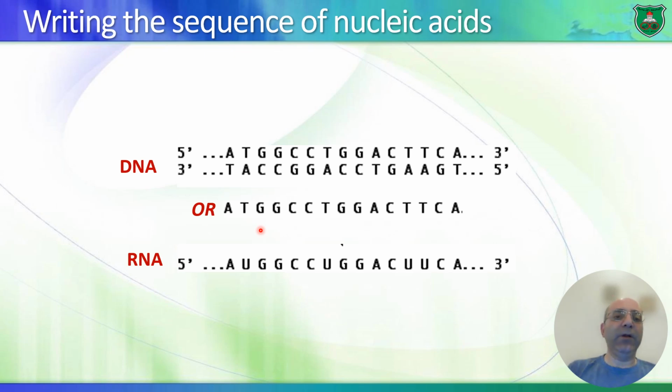Now, on the other hand, by the way, we'll talk about RNA later on. RNA has A, G, and C in addition to a uracil. So instead of a T, there is a uracil in RNA, and usually RNA molecules are single-stranded. They're not double-stranded like DNA.